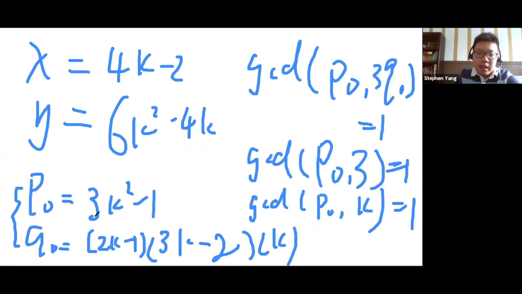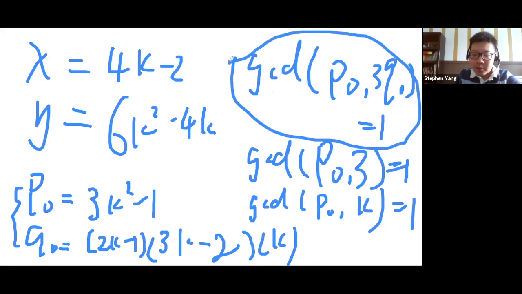Now, because of all that I said, this means GCD of P0 and 3Q0 is 1. Which means for every integer k, this will satisfy, which means there are infinitely many P0 and Q0, which means there are infinitely many P and Qs, so that they satisfy all 5 statements.